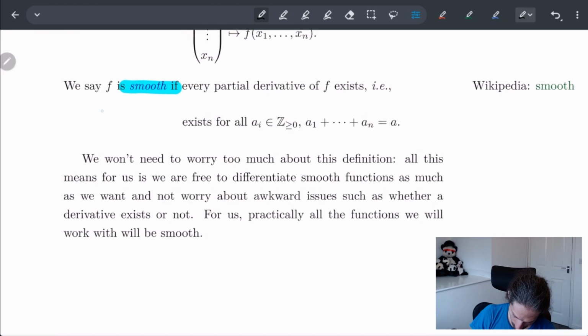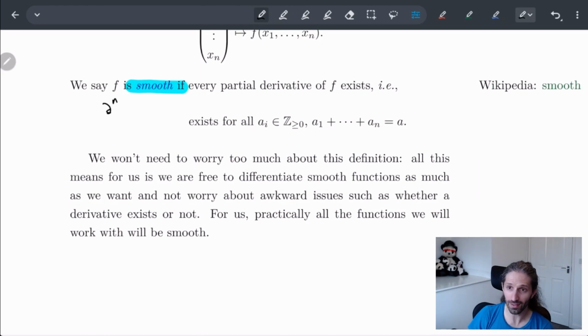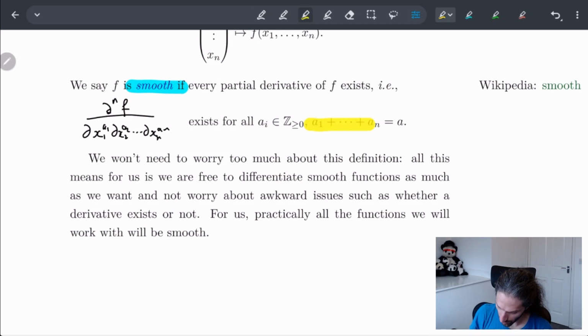This should be, if this writes, d^n of f divided by dx1^a1, right? Because we want every partial derivative. So I should be able to take every single one, a of them, dx2^a2 all the way to dxn^an. And here the condition is that the summation of the exponents has to be equal to a. I think I wrote this wrong. This should be a on top. There we go. That makes more sense. I was like, something's off here with notation.